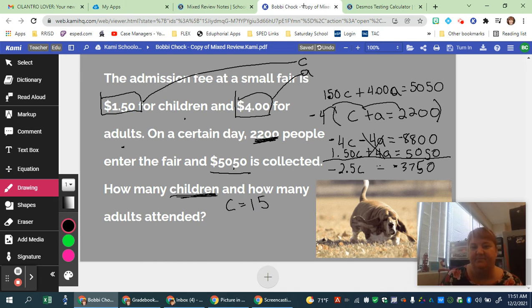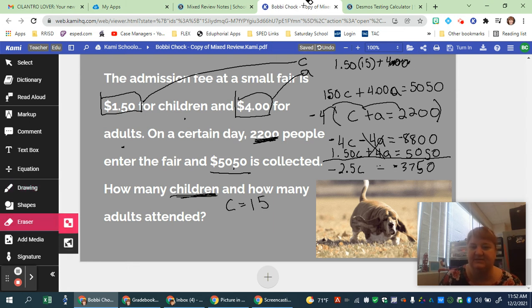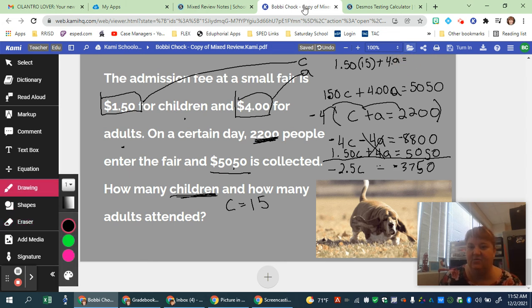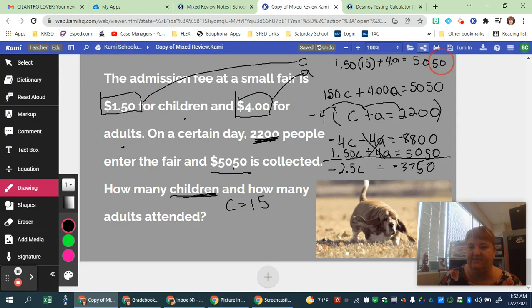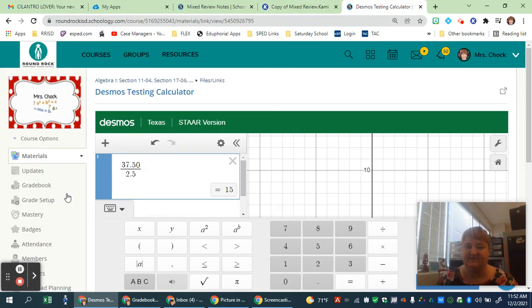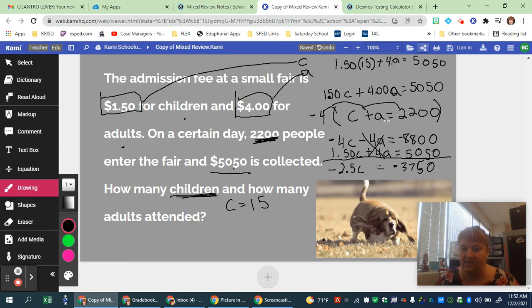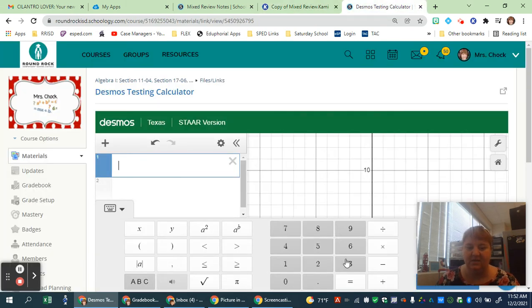So let's put 15 in here. $1.50 times 15 plus $4, we can just say 4 times A, equals 5050. So $1.50 times 15. Oh, I see what I did wrong there. Hold on.